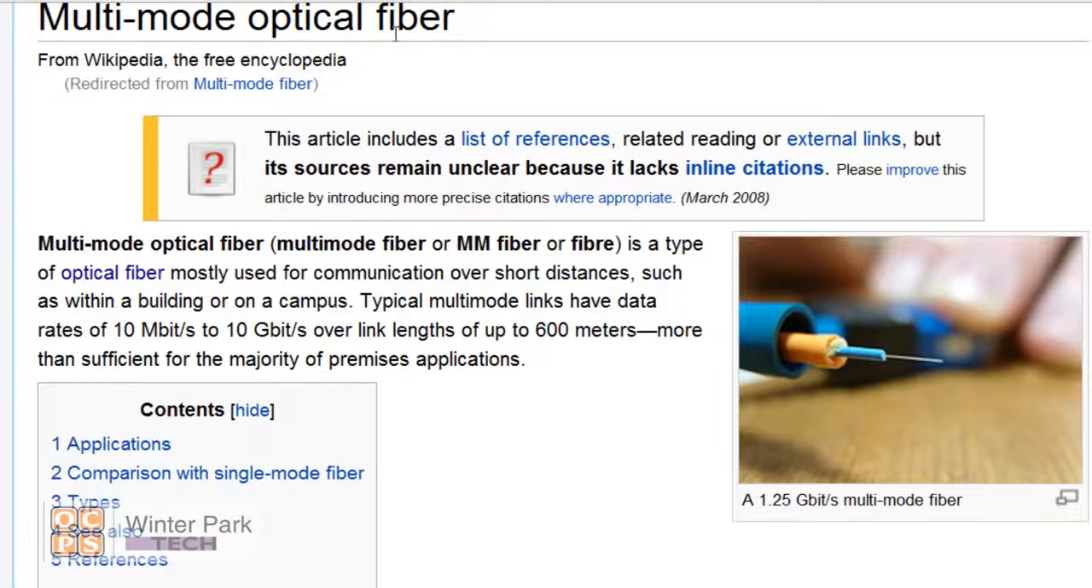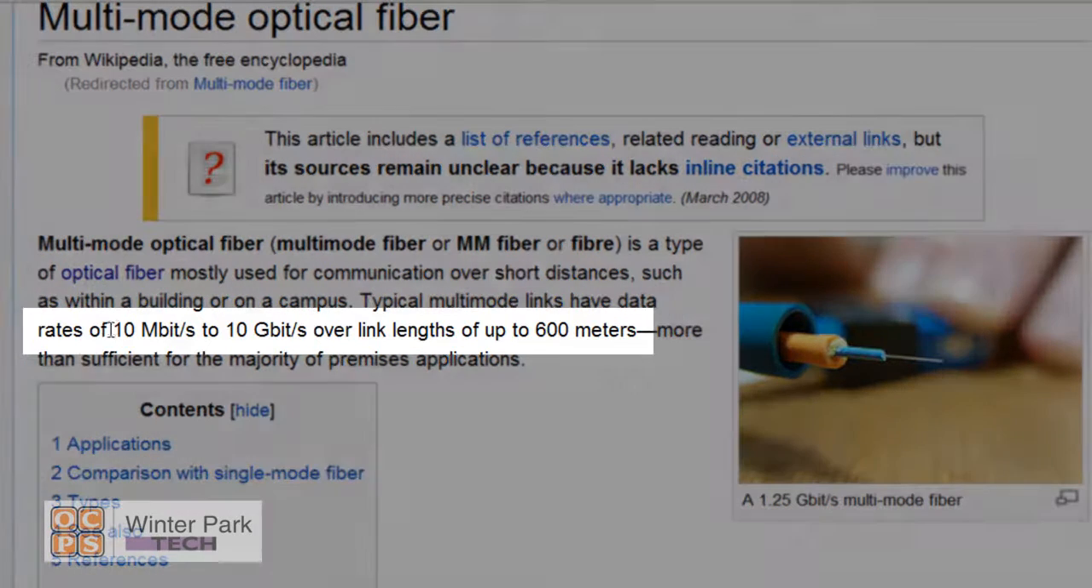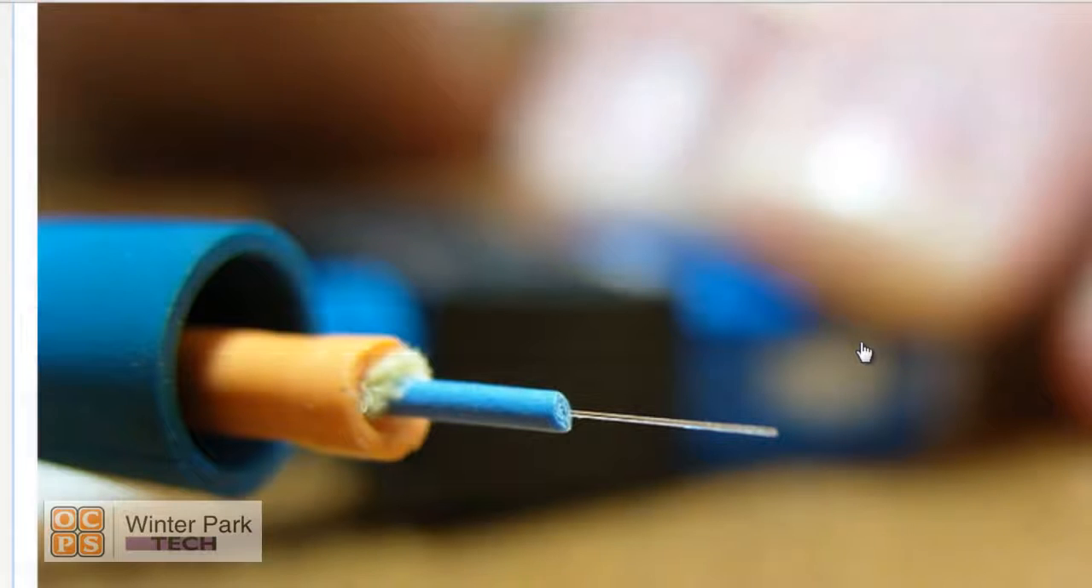Most of us are going to see multi-mode optical fiber in our local area networks. It is cheaper because of the types of light sources they use. They typically use LEDs. The fiber is a little bit cheaper because it's not as precise and small, and it doesn't have the distance that single mode does. We see data rates from 10 megabits to 10 gigabits and up to 600 meters in distance.